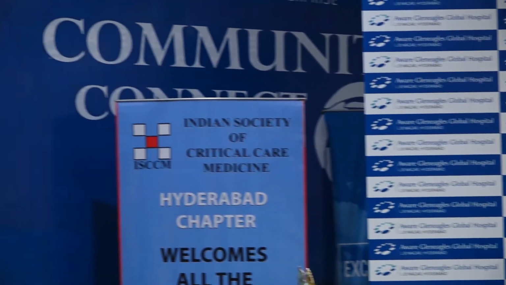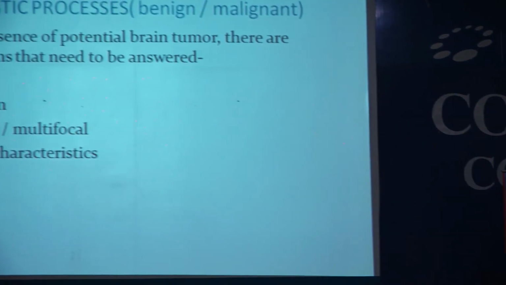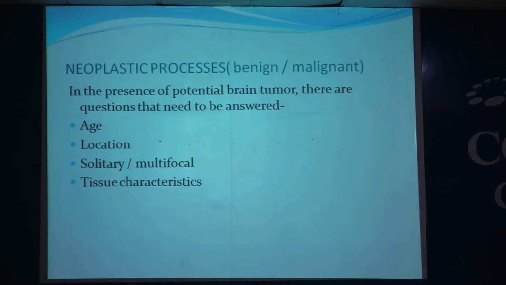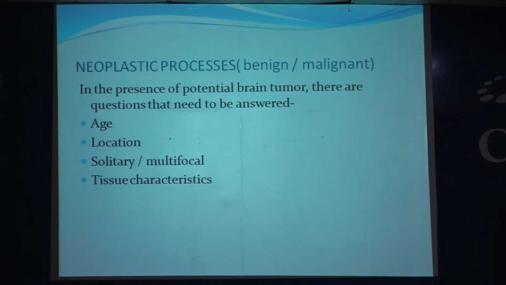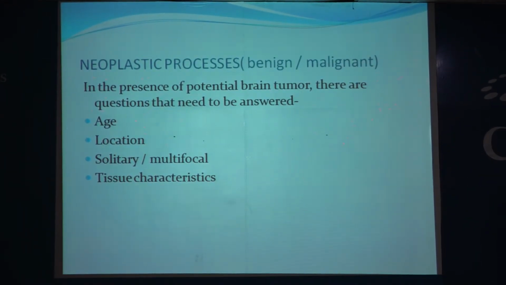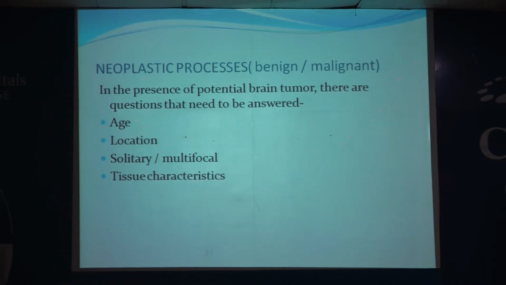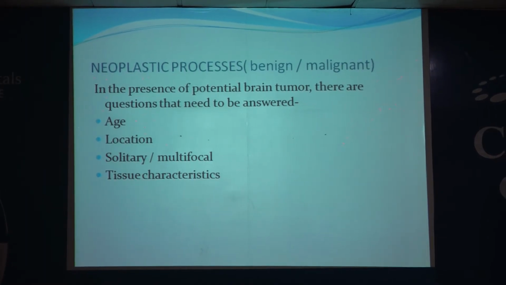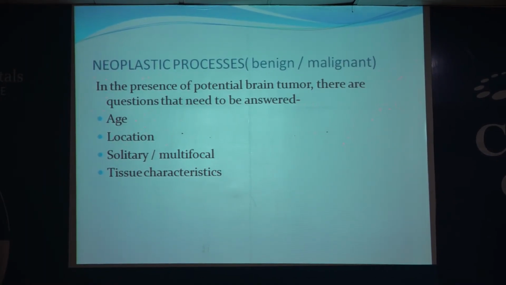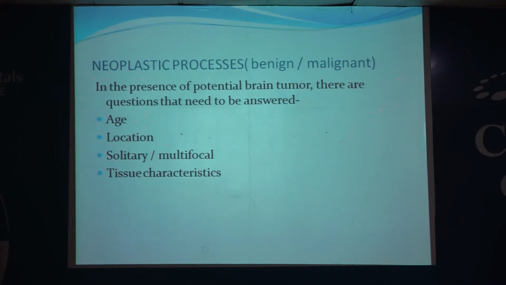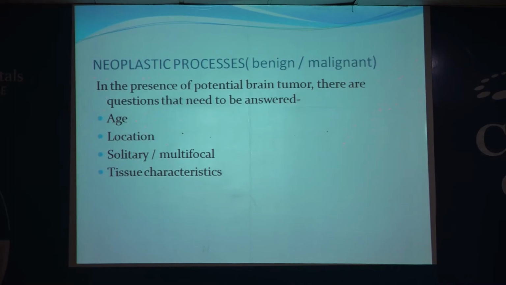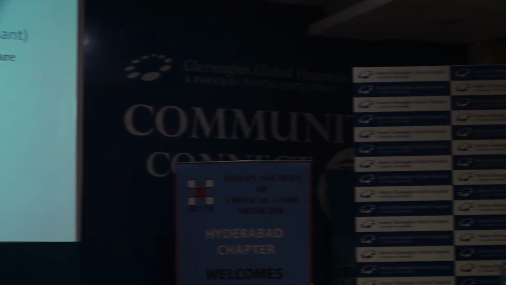Next, depending on the location, whether the tumors are intraaxial or extraaxial, they are supratentorial or infratentorial, whether the lesions are solitary or multifocal. Usually solitary tumors are primary brain masses. Some primary brain lesions may be multifocal, like for example lymphomas, glioblastoma multiforme. And most common multifocal tumors are metastatic lesions. And tissue characteristic in the sense, is the tumor having calcification or is the tumor undergoing cystic degeneration, what is the enhancement pattern of the tumor, all these need to be looked into.